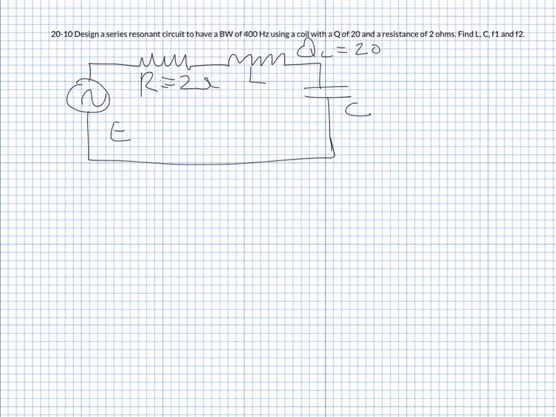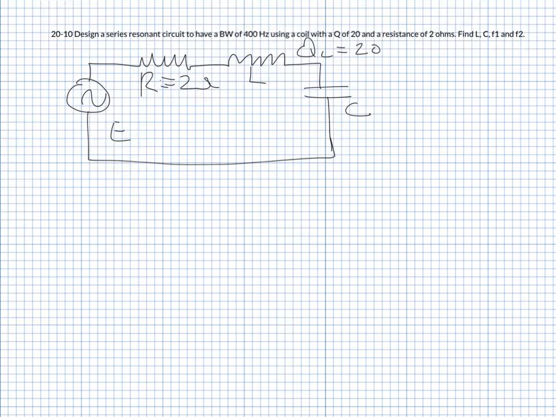First problem I'm going to do is 20-10, and it's a series resonant circuit problem. Take a look at it there. Design a series resonant circuit to have a bandwidth of 400 hertz, using a coil with a Q, and this is Q for the coil, of 20. So that would be Q sub l of 20, and the resistance of 2 ohms.